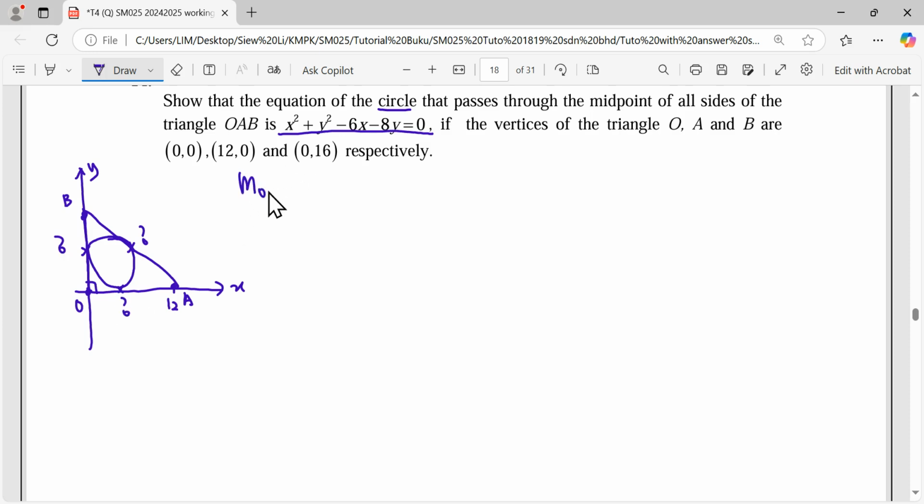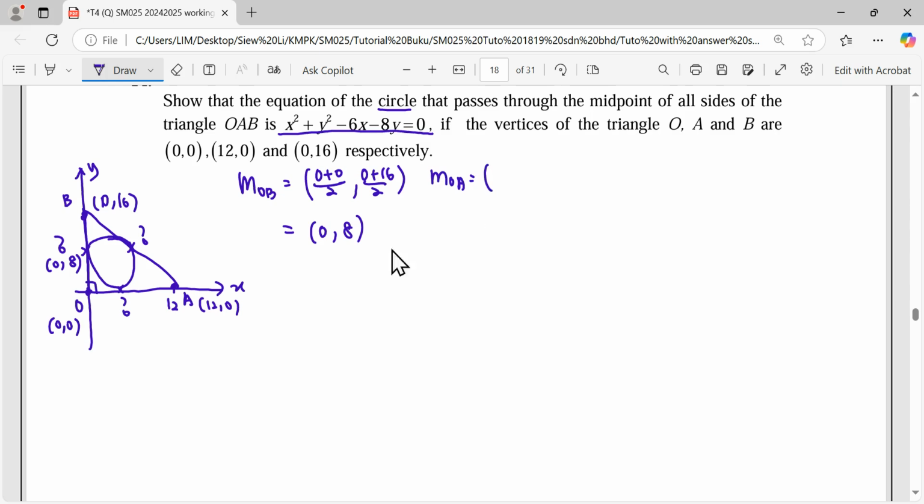For the midpoint of OB, coordinate B here is (0, 16), coordinate A here is (12, 0), and the origin here is (0, 0). To find the midpoint, x plus x coordinate divided by 2, y plus y coordinate divided by 2. So the first midpoint we can see here is (0, 8). Then secondly, the midpoint of OA, same concept, here we have (6, 0).